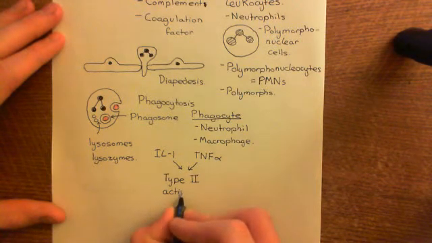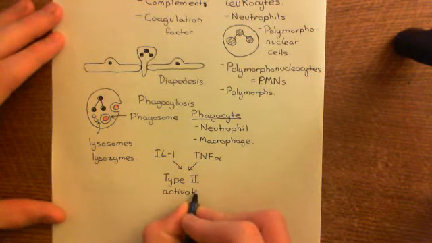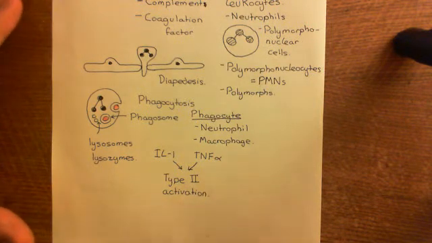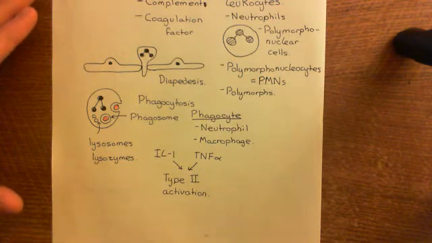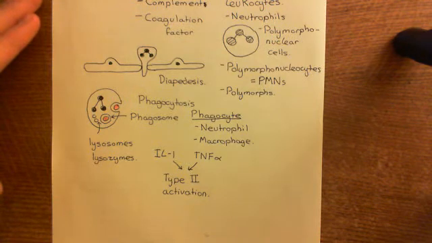Okay, now type 2 activation is activated much slower than type 1 activation. Type 1 activation will occur in minutes. Type 2 activation takes hours, and the reason type 2 activation takes so long is because it involves an actual change in gene expression within these endothelial cells.